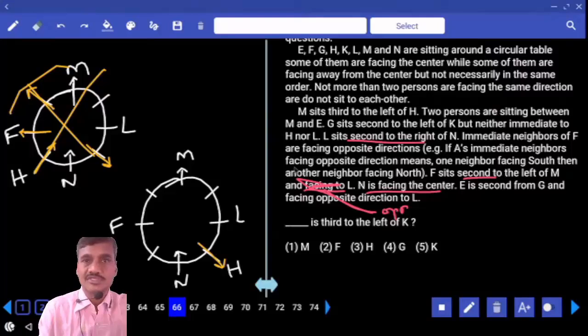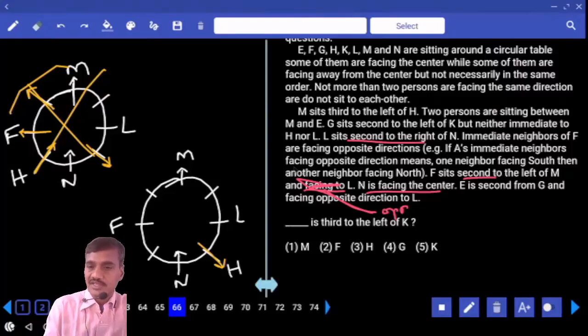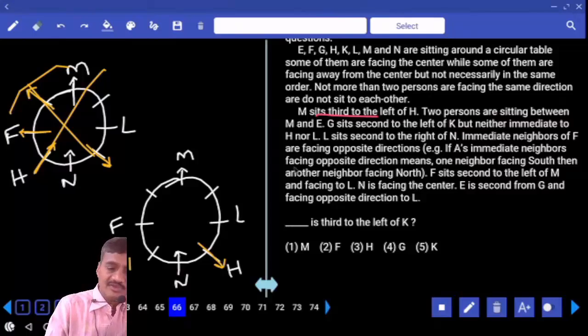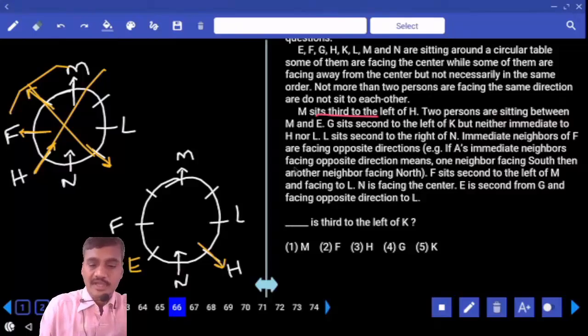Now we are left with the second case. According to the second case, M sits third to the left of H, and 2 persons are in between M and E. And 2 persons between M and E, where should this E be? E must be here. And 2 persons between M and E.